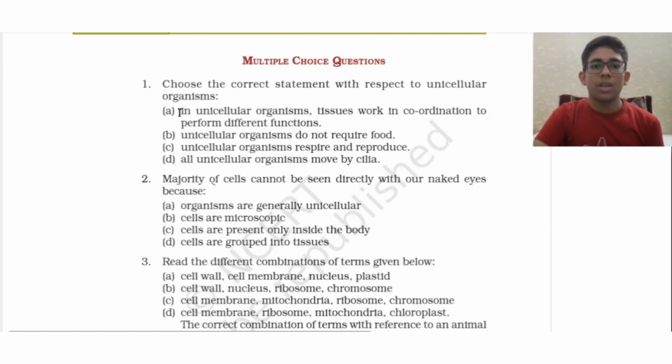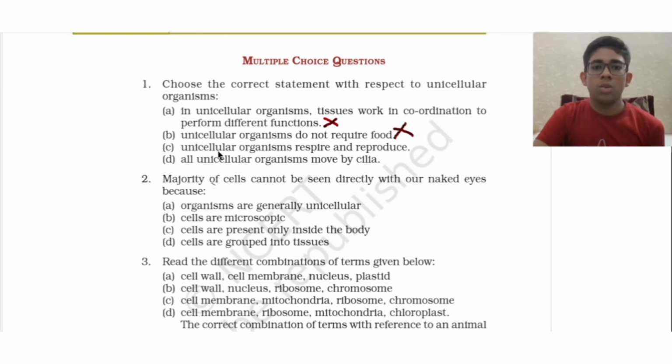First option is, in unicellular organism, tissues work in coordination to perform different functions. We know that in unicellular organism there is only one cell, so tissues cannot exist there. So this option is wrong. Next option. Unicellular organism do not require food. We again know that all living organisms need food to survive. So this option is also wrong.